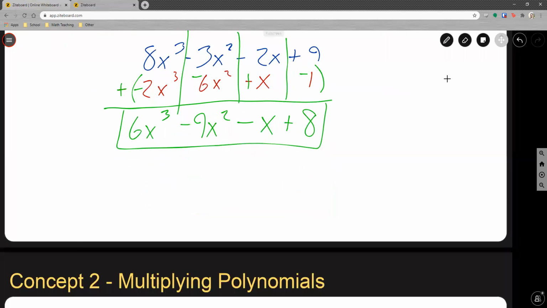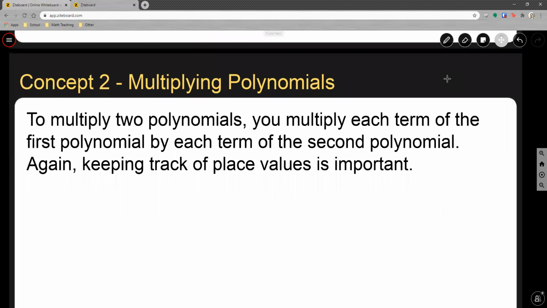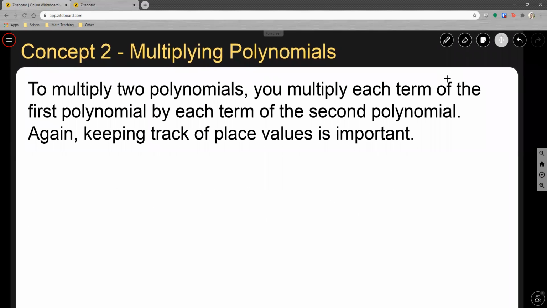Okay, so that's subtraction. Moving on to concept 2, we get a little bit more complicated here. We're dealing with multiplying polynomials.